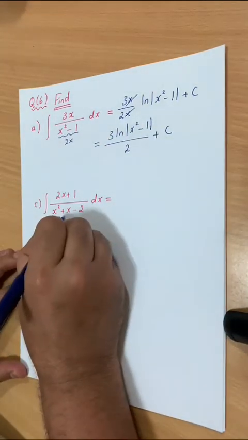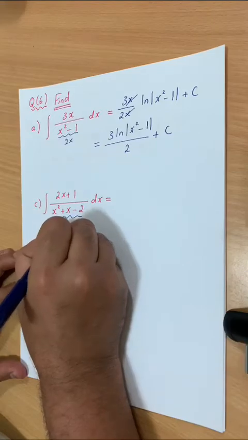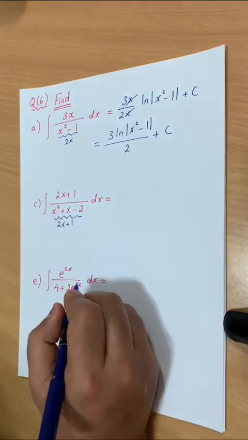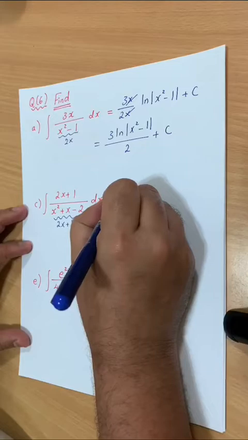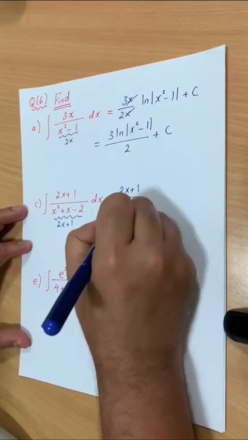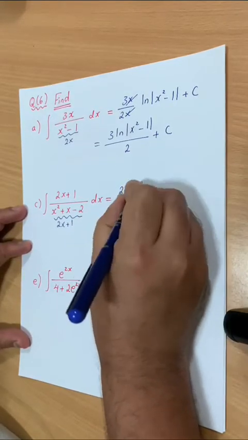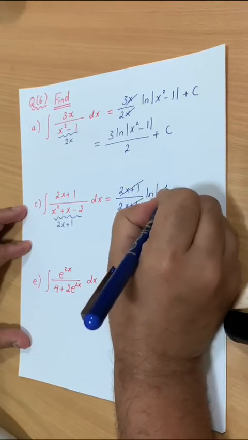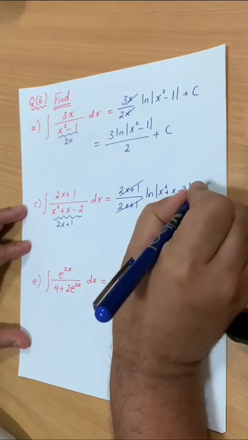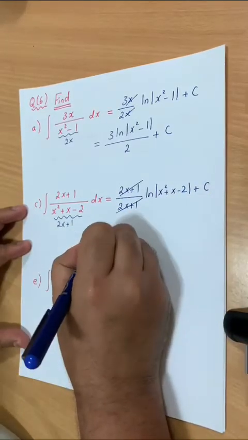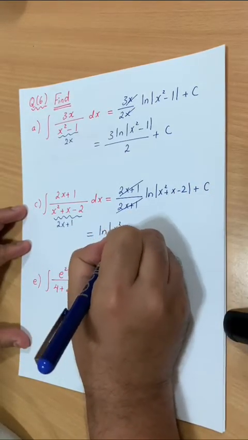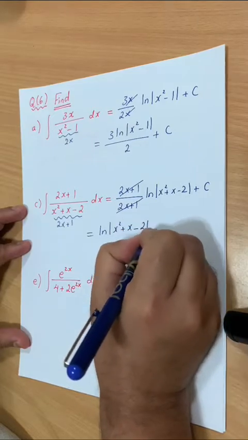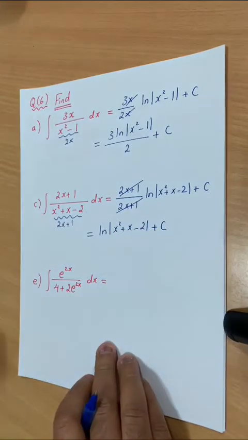Derivative of the denominator is 2x plus 1, and the derivative is given, so no need to write it again. Why? Because 2x plus 1 over 2x plus 1 will cancel, and then you have to write ln of the denominator, x squared plus x minus 2 plus c, or ln modulus of x squared plus x minus 2 plus c.